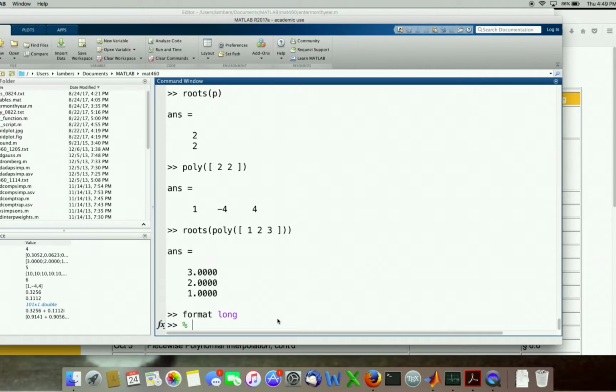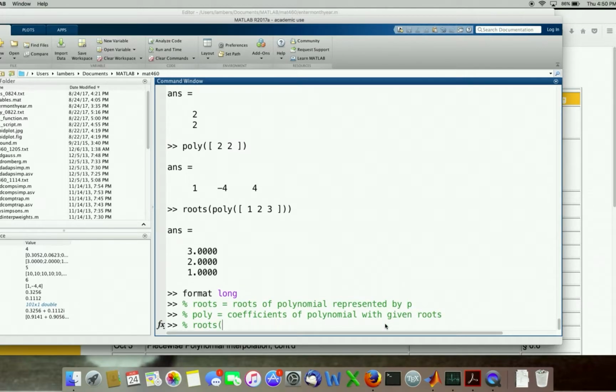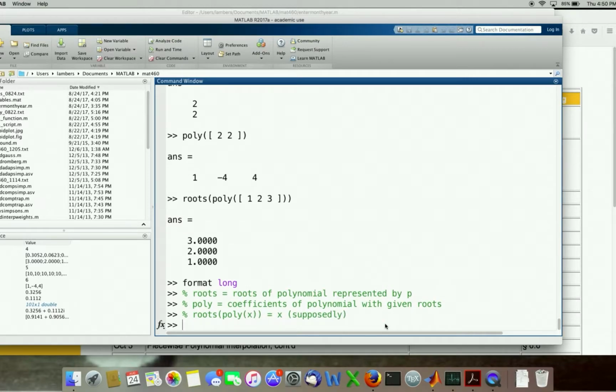Okay, just some notes here for the sake of this diary. Roots of a polynomial represented by P. Poly equals the coefficients of a polynomial with given roots. So presumably, roots of poly of x is supposed to equal x. And I say supposed to because it's not always true in practice. So for instance, in this case, it worked out just fine: roots of poly of 1, 2, 3 gave me back 1, 2, 3.